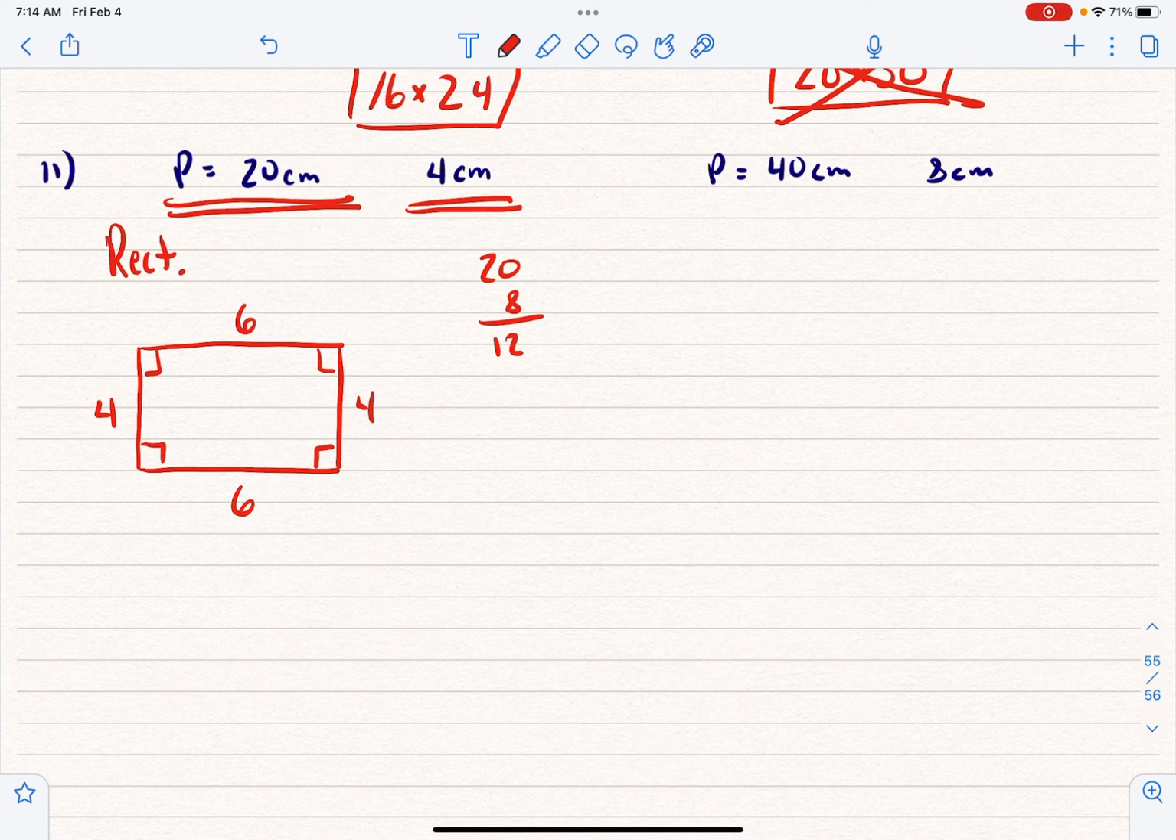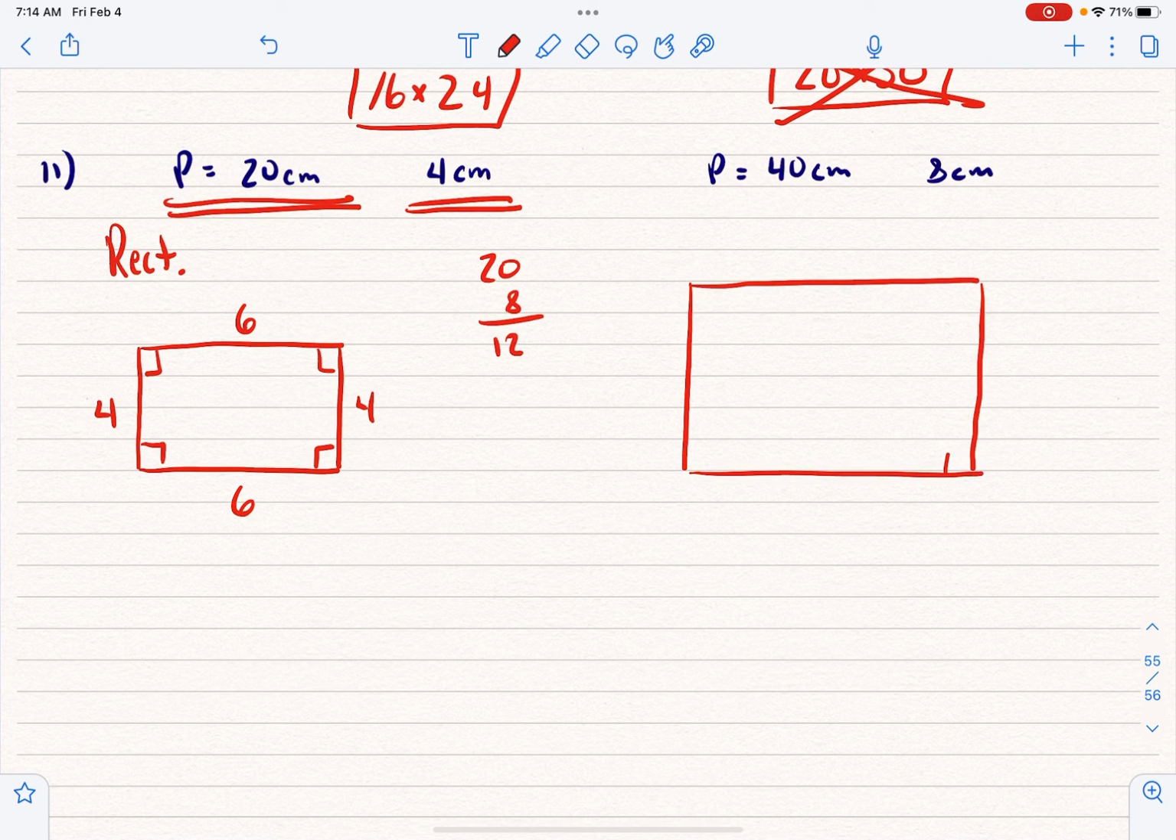Well, let's look at the other one. The other one's bigger, but it gives us some information. We know it's a rectangle, which is a parallelogram, so the opposite sides are congruent. We know it's got right angles in every corner. This time it says the perimeter is 40. We know that one set of sides is 8 and 8. 8 plus 8 is 16. So we can go 40 minus 16. What does that leave us with? 24. We cut that in half because that's shared among those other 2 sides. So this has got to be 12 and 12.